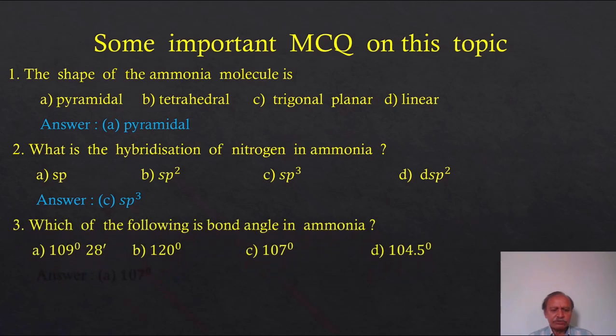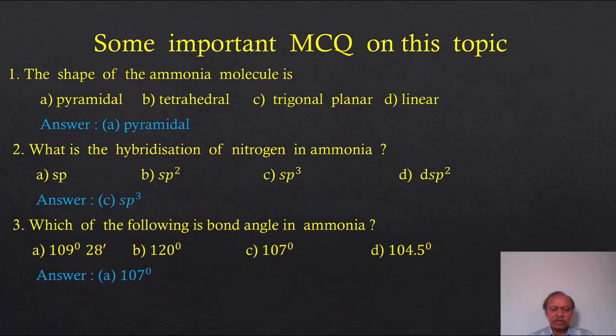Next question, which of the following is the bond angle in ammonia? You know that these are the 4 options: A 109 degrees 28 minutes, B 120 degrees, C 107 degrees, and D 104.5 degrees. So the correct option is 107 degrees. Correct answer is 107 degrees.